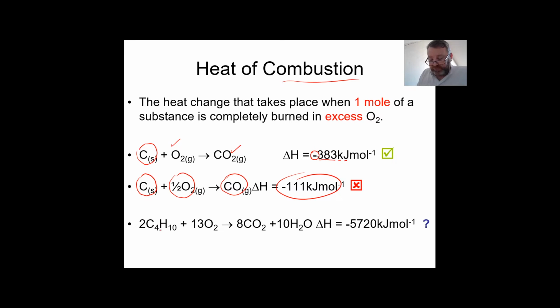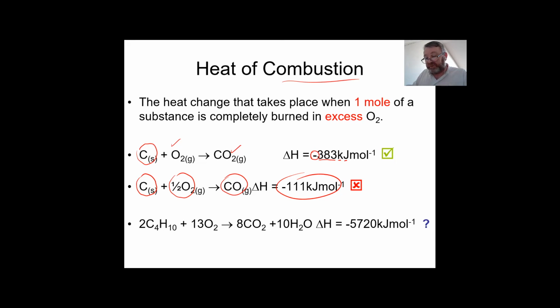2 moles of C4H10, butane, and 13 moles of oxygen react to give 8 moles of carbon dioxide with 10 moles of water, and the energy change is 5,720,000 units of energy. That's 5 million. It's massive. Given out to the universe. So this is a very hot reaction.